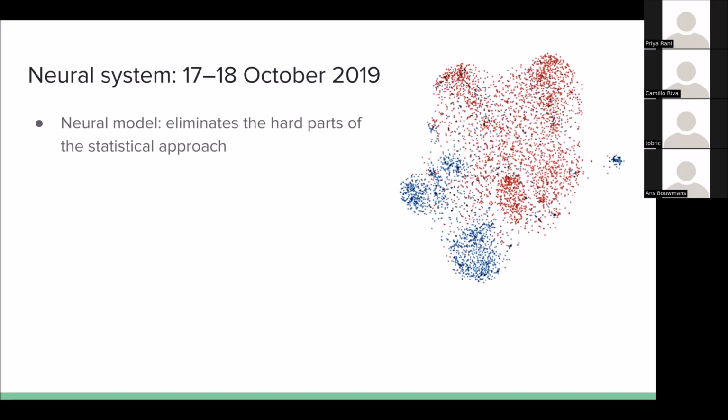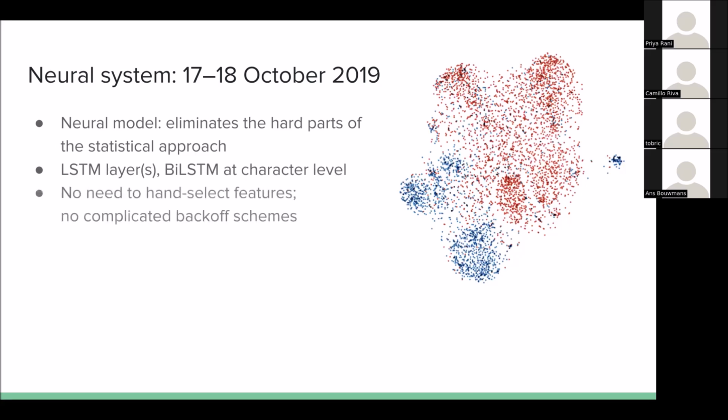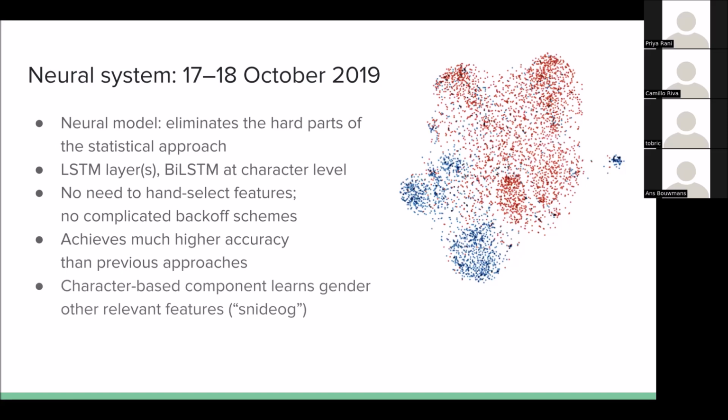So all of the difficulties in terms of smoothing and backoff are thrown away. The model that I did, this is now 4 years ago, used LSTM layers, and then a biLSTM at the character level, which is sort of a standard approach. No backoff, no hand selected features, nothing. The model learns exactly what it needs to learn, and it achieves very high accuracy.